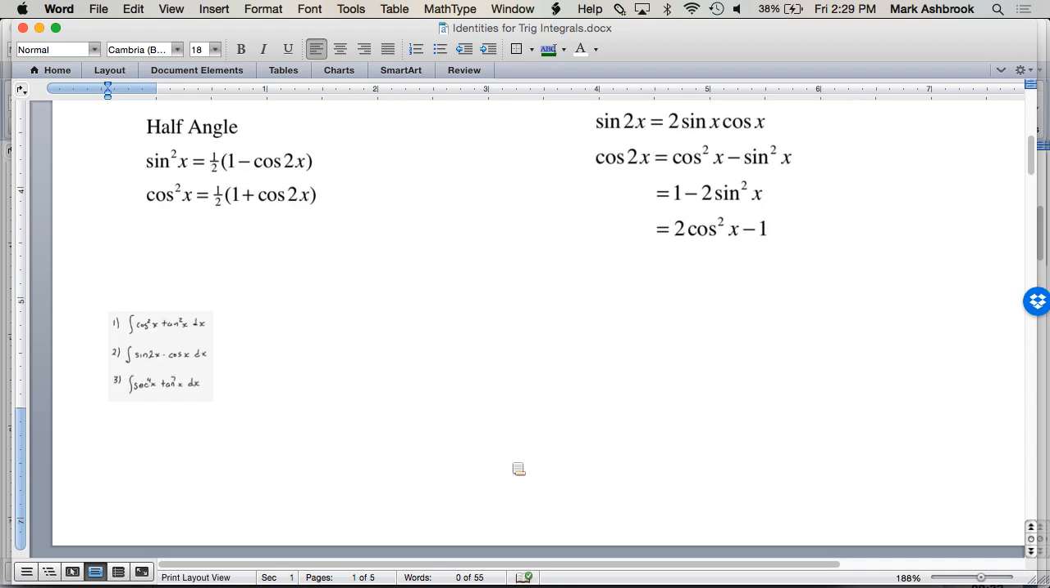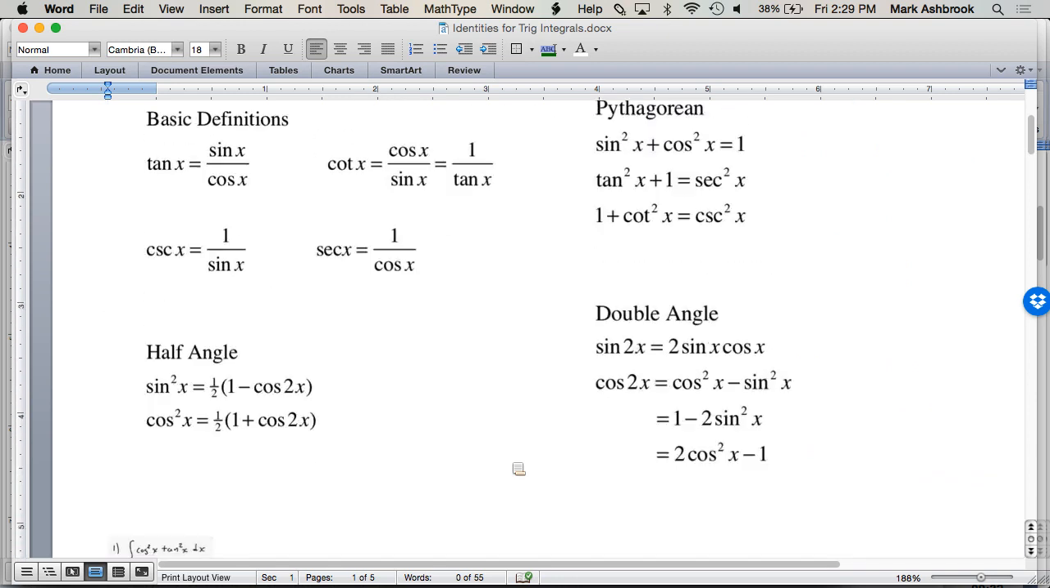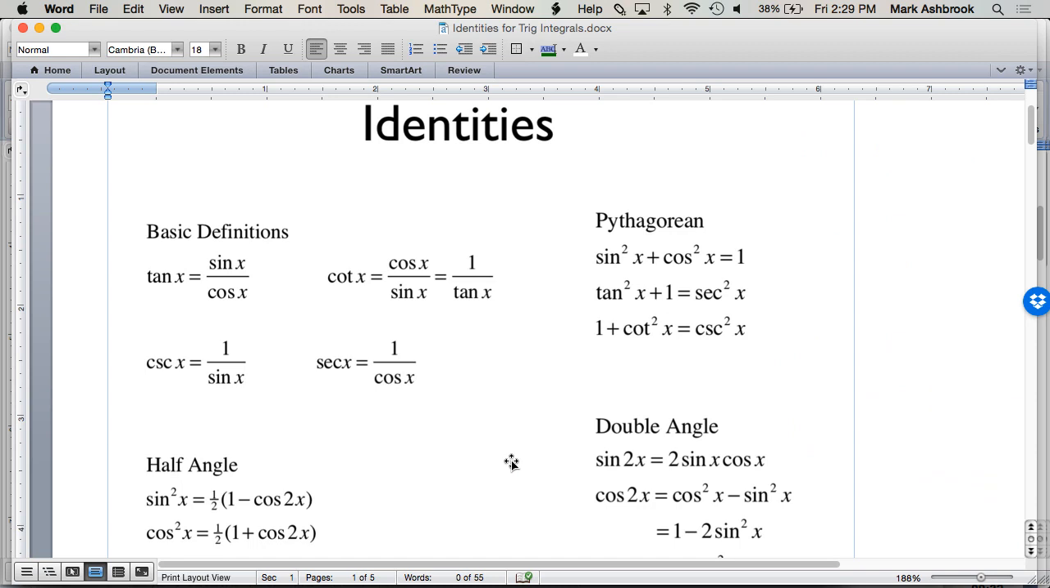Okay, next one here. Why don't you try this one by yourself? Take up 2 minutes to see if you can get this one. I think you should be able to. That's pretty simple. Not too bad. See what you can do on that one.